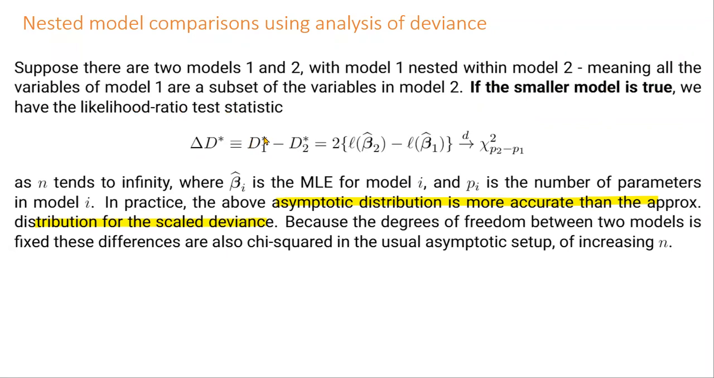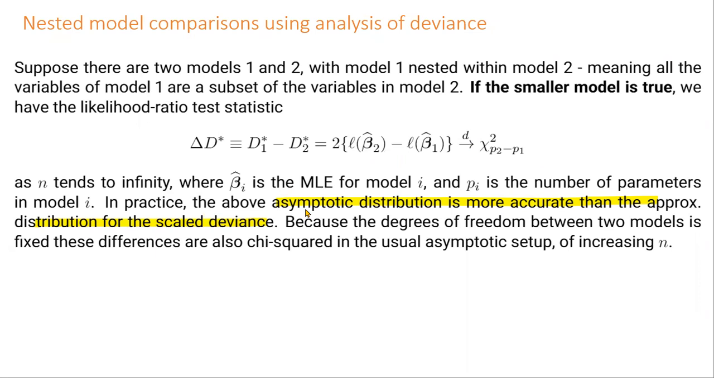If you substitute the definition of the scale deviance, you'll see that the likelihood of the saturated model cancels. So you only have 2 times the difference between the log likelihood of the bigger model minus that of the smaller model. Therefore this difference is non-negative. If it's negative, you've got the definition the wrong way around. It tends in distribution to a chi-square, where the degrees of freedom is the difference in the number of parameters between the two models.